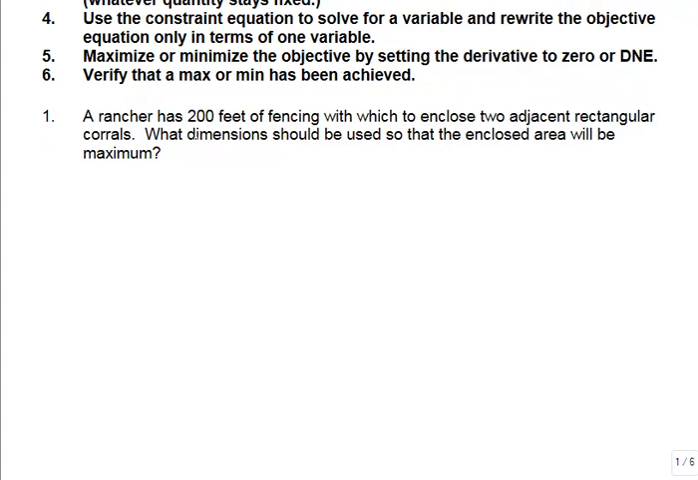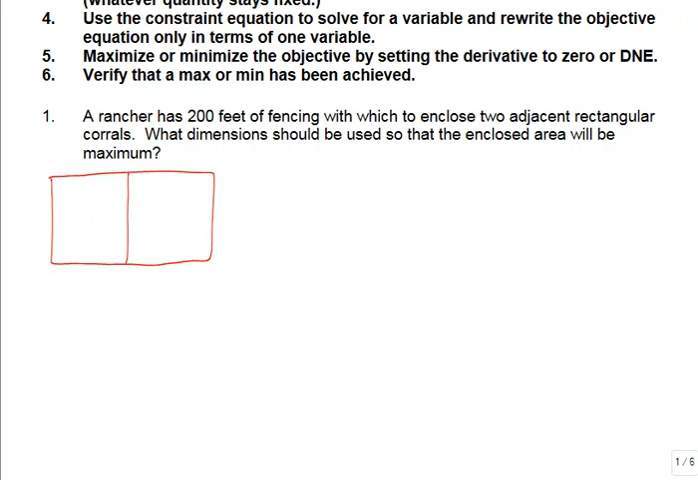Here we have a rancher who has 200 feet of fencing with which to enclose two adjacent rectangular corrals. What dimensions should be used so that the enclosed area will be maximum? So here drawing a picture is very important. So let's draw our corrals. We have 200 feet of fencing to enclose two adjacent rectangular corrals. So you're going to have one big rectangle split into two corrals so that they're adjacent, just like this.